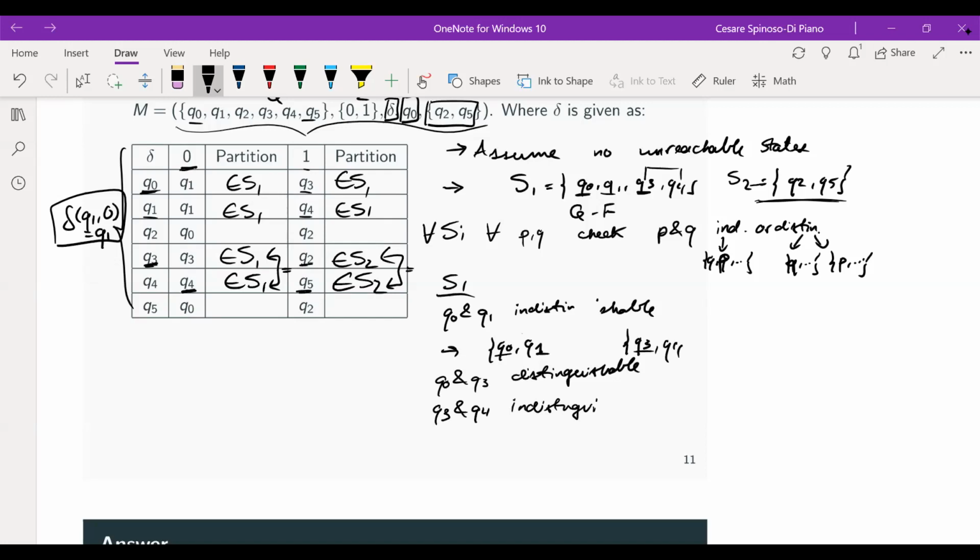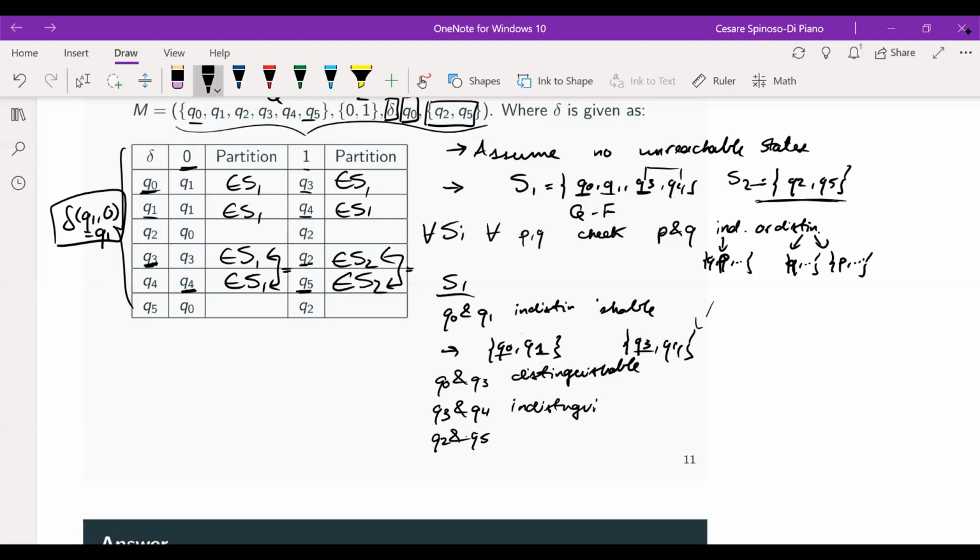And there's no way that Q2 and Q5 are going to go with these guys. So I can now close these two. Okay. Then the last thing I need to check, because essentially by doing this I've already done all the pairs in S1, since they would always give this result no matter what. So now I just need to check the pair in S2. So I need to check if Q2 and Q5 are indistinguishable or distinguishable.